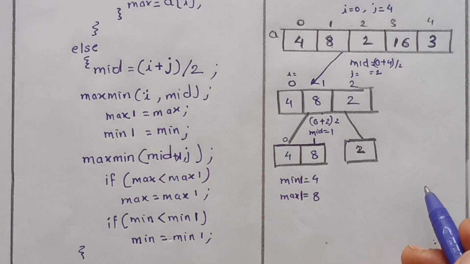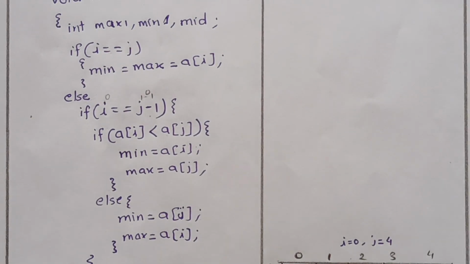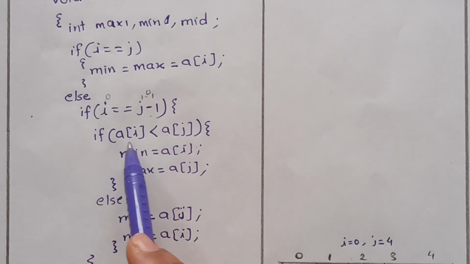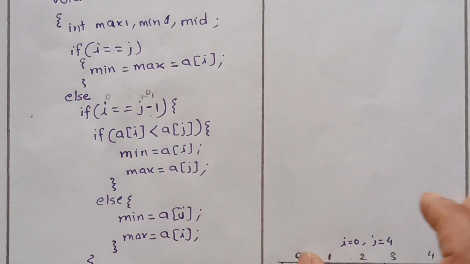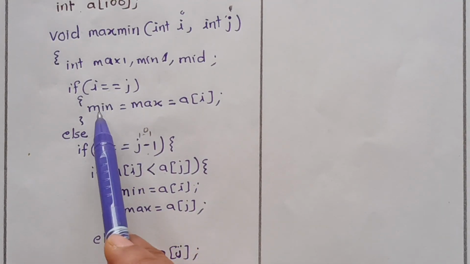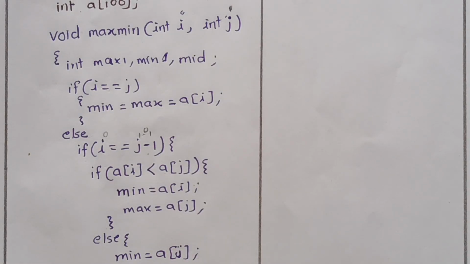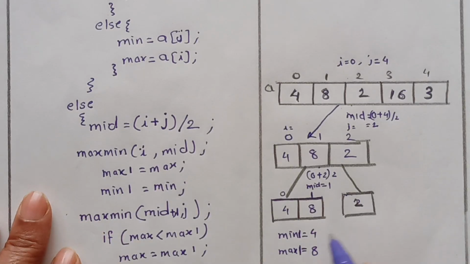If there is only one element, what are we doing? You can see here. If there is only one element, minimum equal to max equal to a of i. Okay, minimum is also 2 and maximum is also 2 here. So here min equal to 2, max equal to 2.